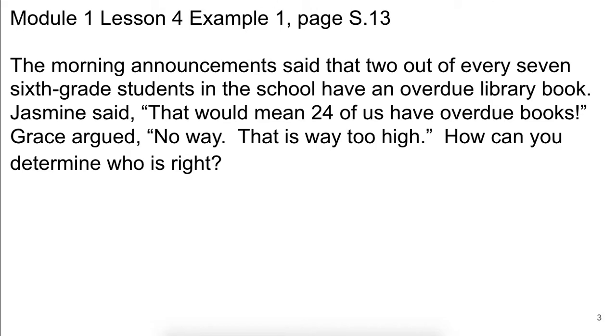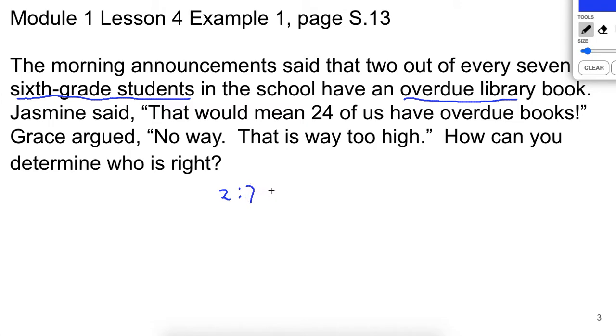They kind of give you a ratio here. They say 2 out of every 7. They don't specifically give you the ratio, but that's another way to say a ratio: 2 out of every 7. So our ratio is 2 to 7, where 2 out of every 7 have overdue library books. So 2 is the overdue, and every means total 6th graders.